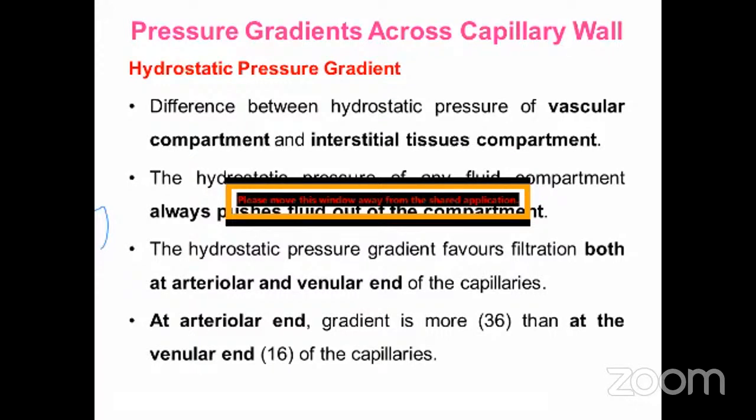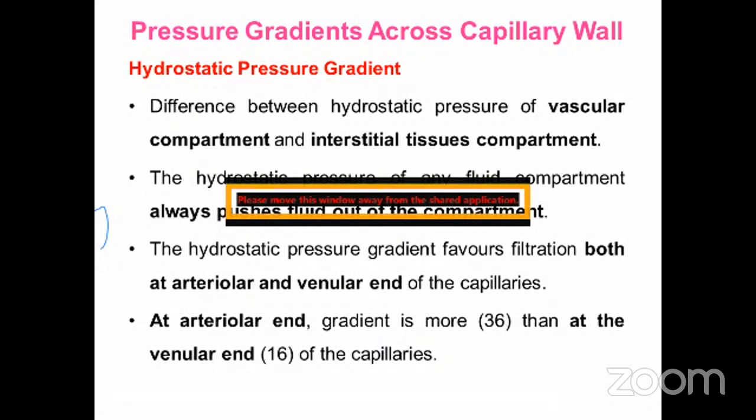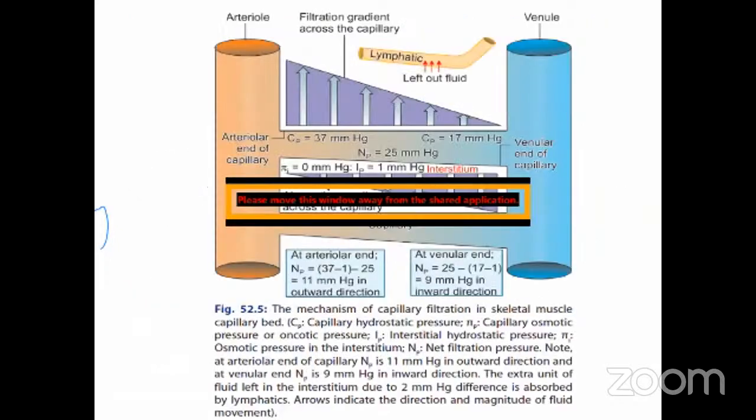The arteriolar end gradient is 36, because the pressure in the interstitial tissue is very negligible. It is 1. So at the arteriolar end, the capillary hydrostatic pressure is 37, minus 1. At the venular end, it is 17, minus 1, which is 16. So it is more at the arteriolar end and very much less at the venular end.